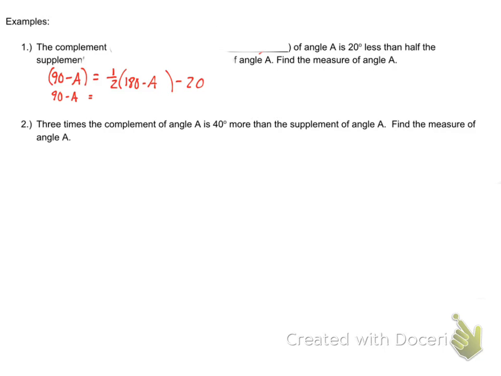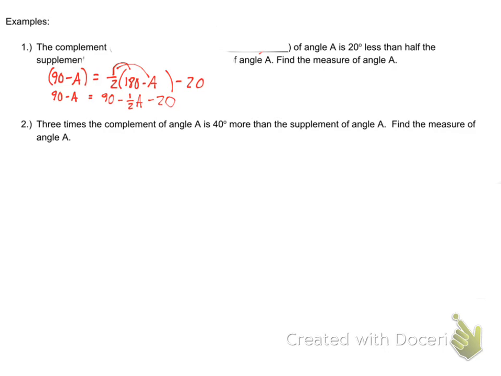Equals, do I need the parentheses on the 180 minus A? Yes. Why? Got to distribute. So let's do that. What's half of 180? 90. And then half of negative A is negative 1/2 A. And does the negative 20 go anywhere? It's going to go along for the ride.